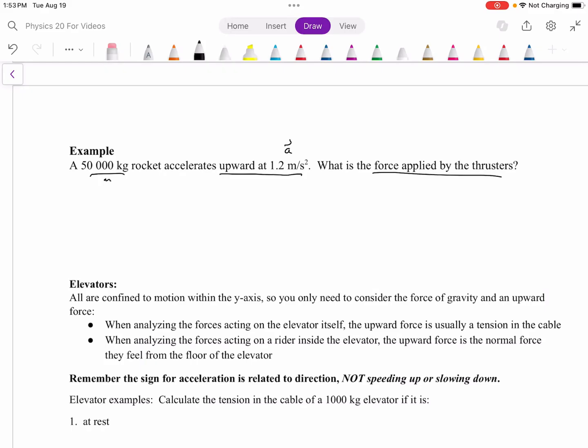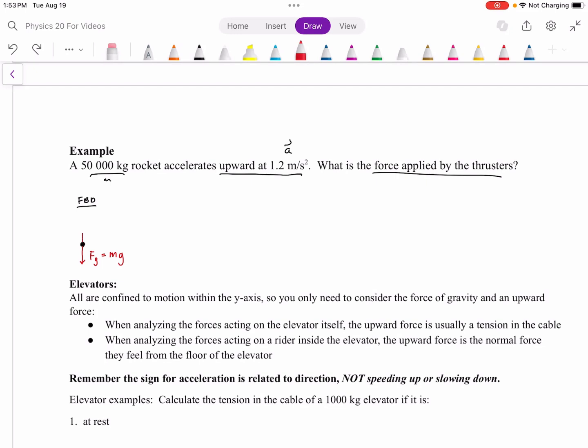So we're looking for the force that is applied upwards by the thrusters. The rocket has mass. We know its mass, right? So it's going to feel a force of gravity. In fact, we basically have the force of gravity, because remember, the gravitational force acting on an object is equal to mass times acceleration due to gravity, g, 9.81 meters per second squared on Earth.